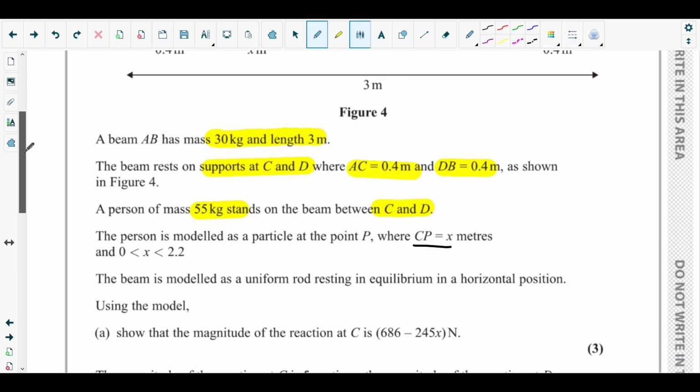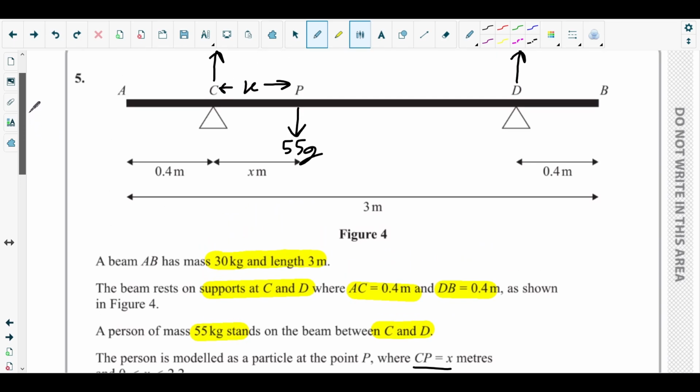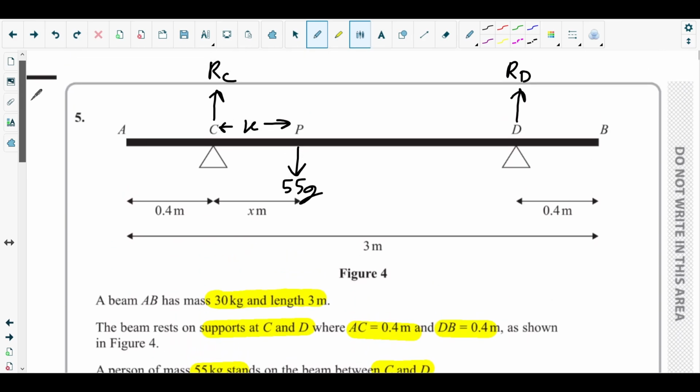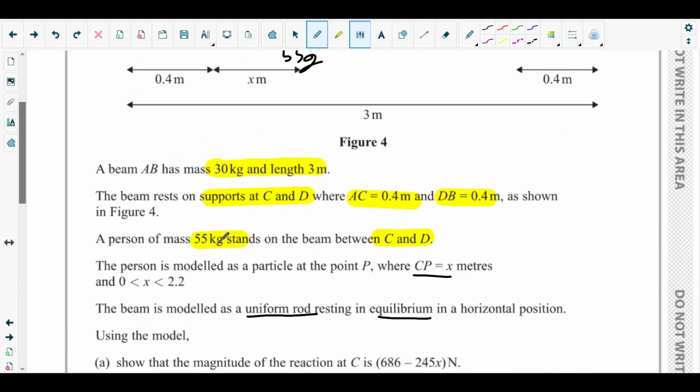The beam is modeled as a uniform rod resting in equilibrium in a horizontal position. That means the beam is resting in equilibrium, which means the resultant force is 0. That's the introduction to this question number 5.